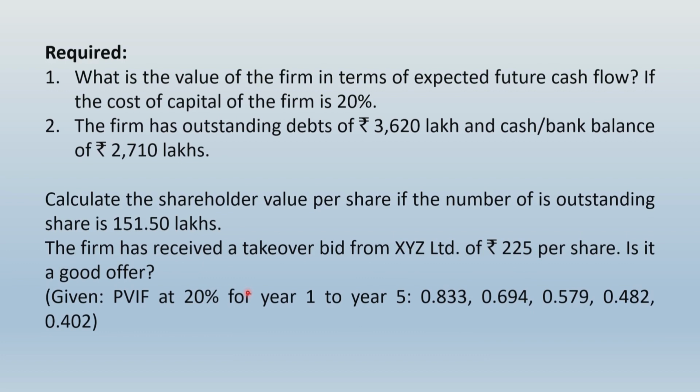Now of course we will have to work out the value of the share, and then if this offer is greater than that, definitely that bid offer is acceptable. And now they have given you at 20% rate of return the present value factors for year 1 to 5. So enough information for us, we can straight away go ahead with the solution. In the solution, what do we find?